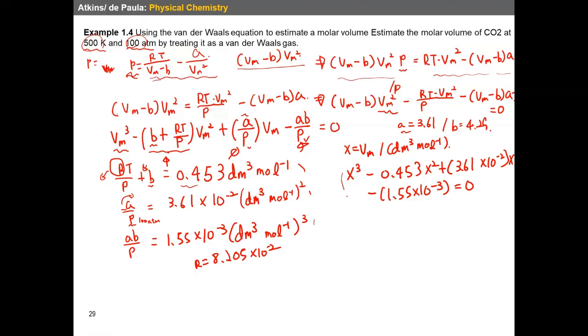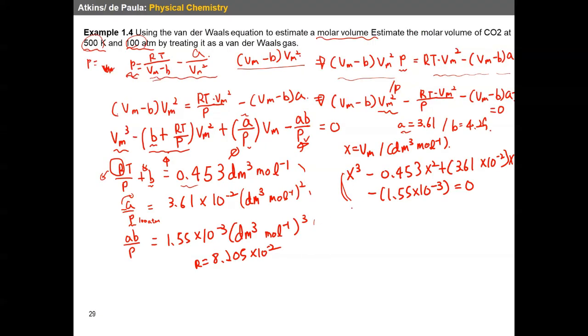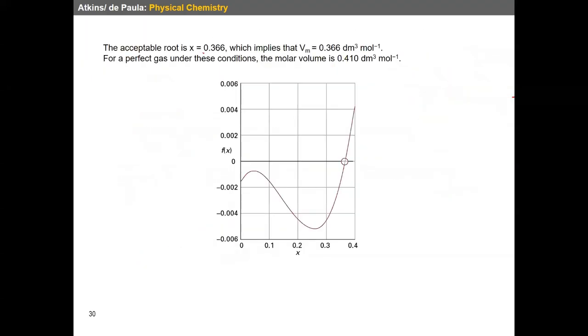So now we have some general forms of this equation. If we solve this equation, then we can estimate its molar volume, the range of these molar volumes. Using some kind of structure, if we solve this equation, we have the solution x equals 0.366, and this means the Vm equals 0.366 decimeter 3 per mole.